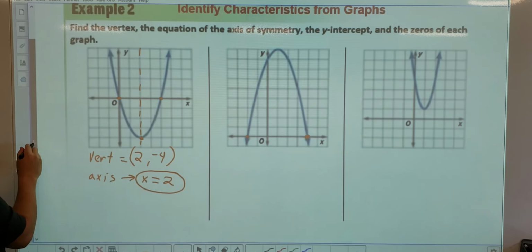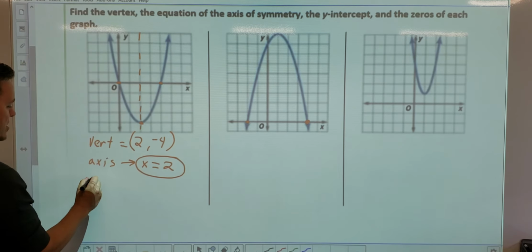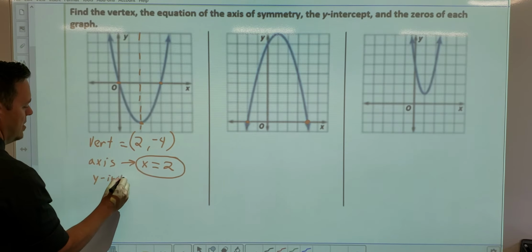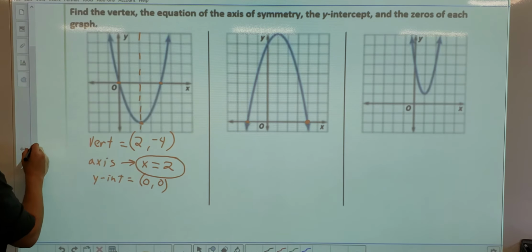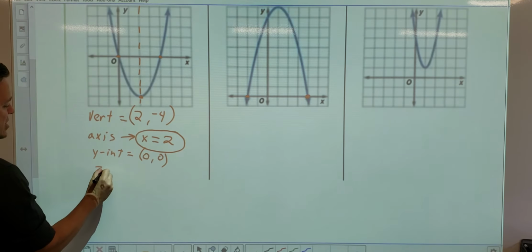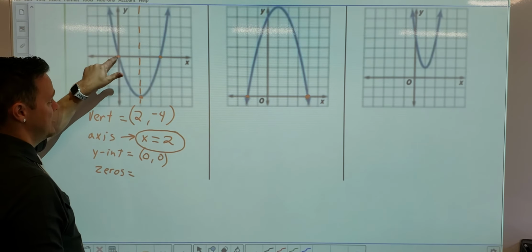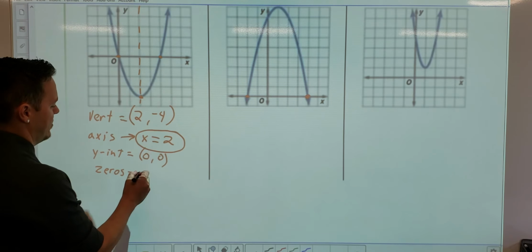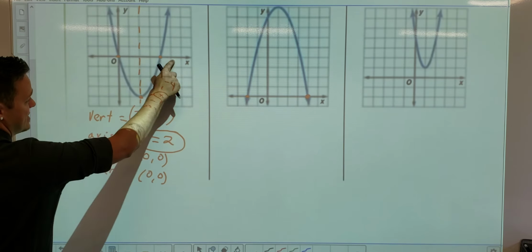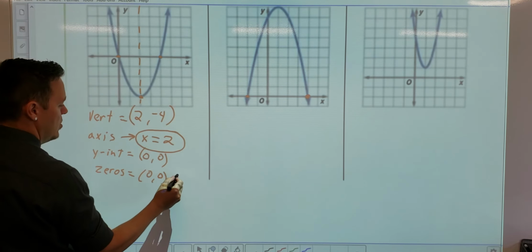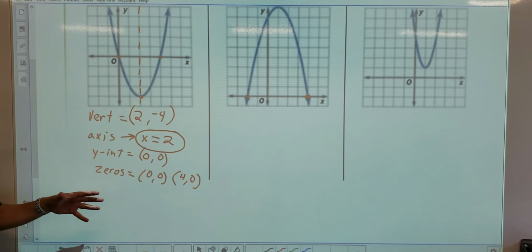All right, then it asks, what is the y-intercept? The y-intercept in this case is going to be (0, 0). And then it says, what are the zeros of the graph? It just so happens, ladies and gentlemen, that this y-intercept and the zeros are the same on this graph. So the zero is (0, 0), because that's where it crosses the x-axis. But it's also at (4, 0) as well. That's the other zero point, right?